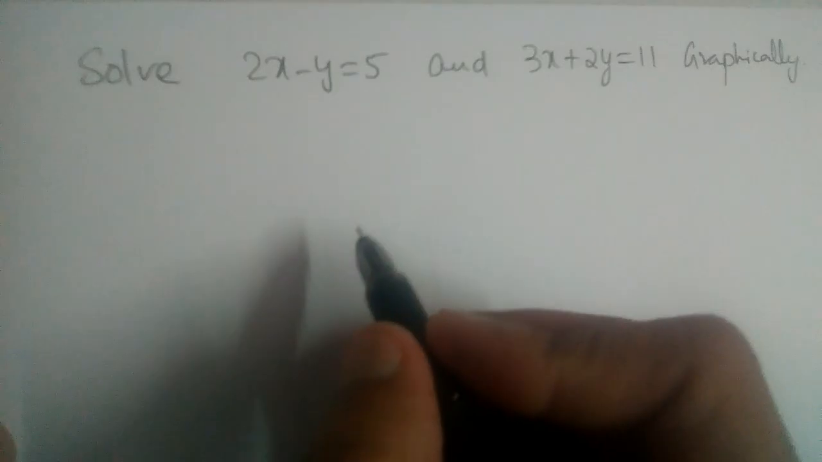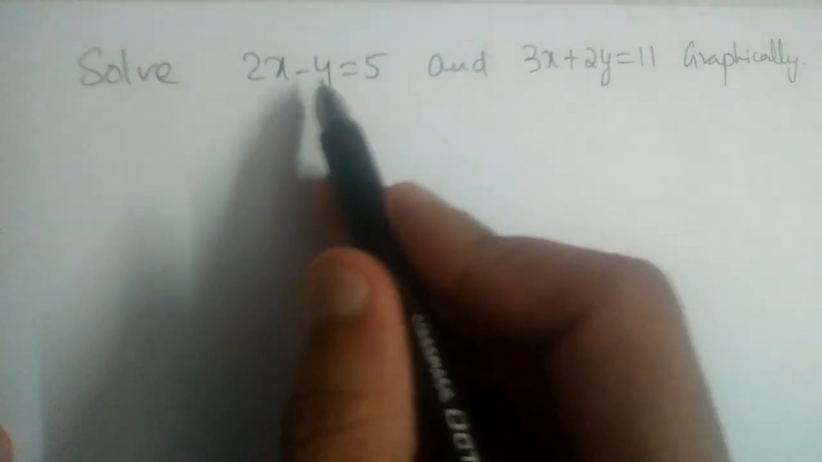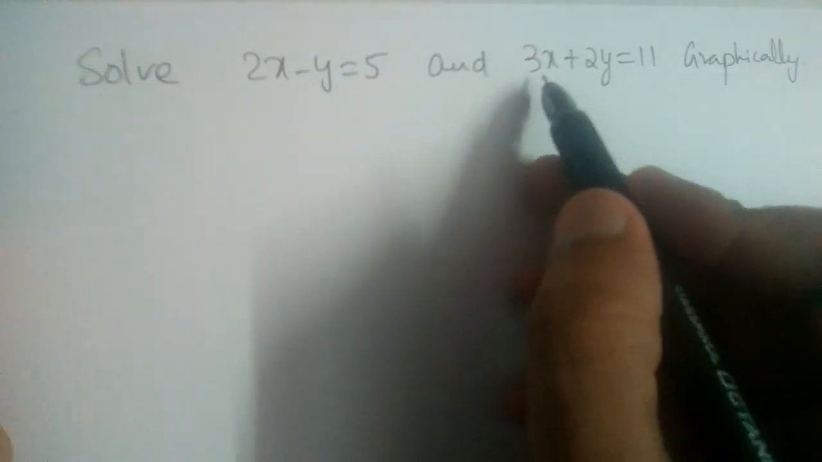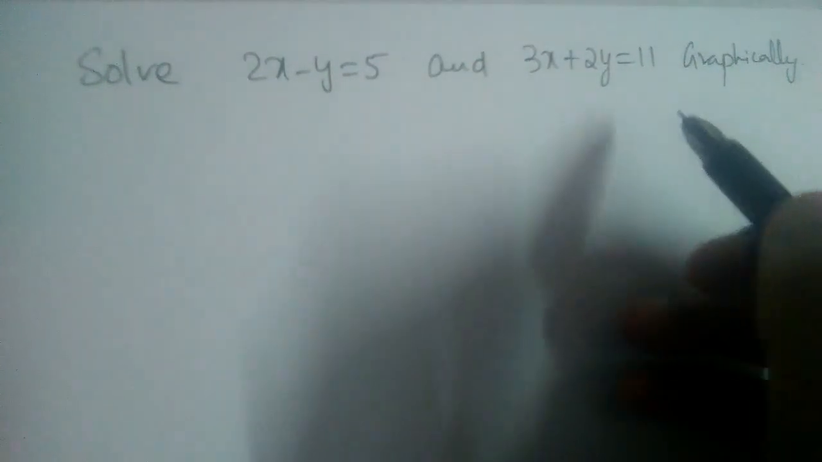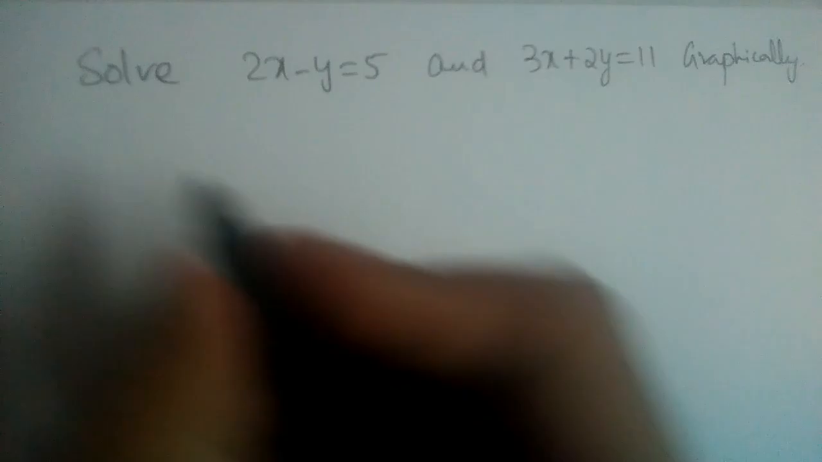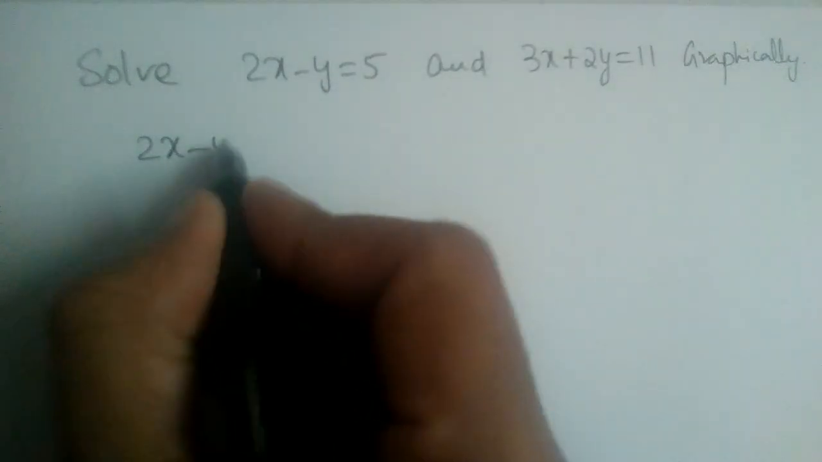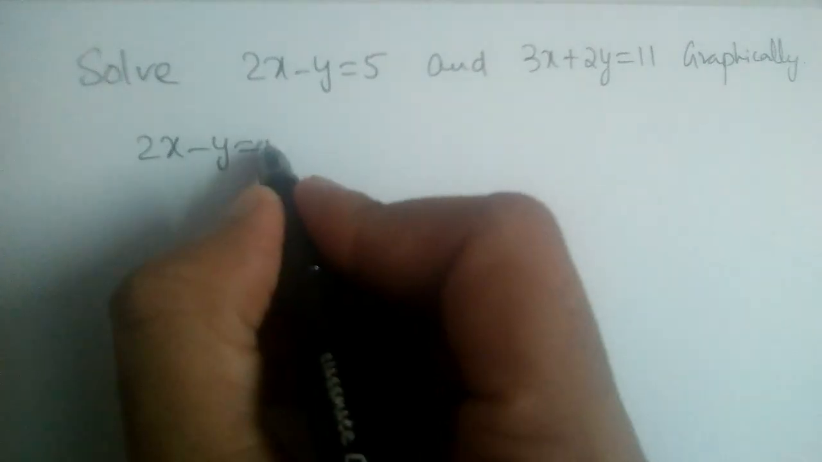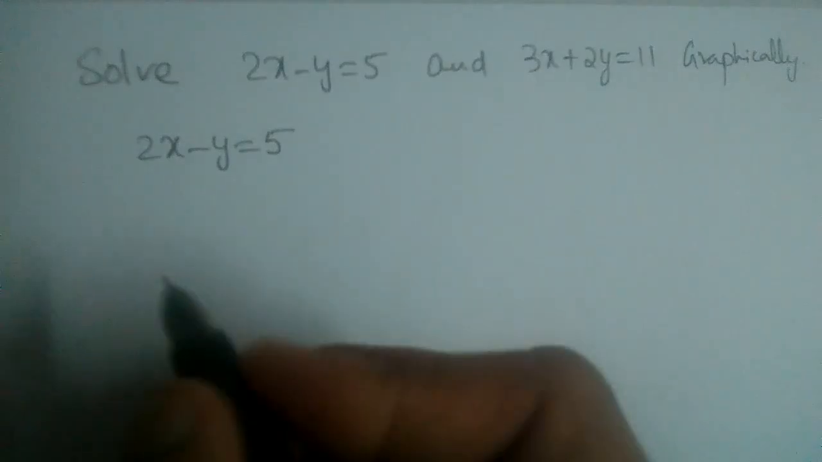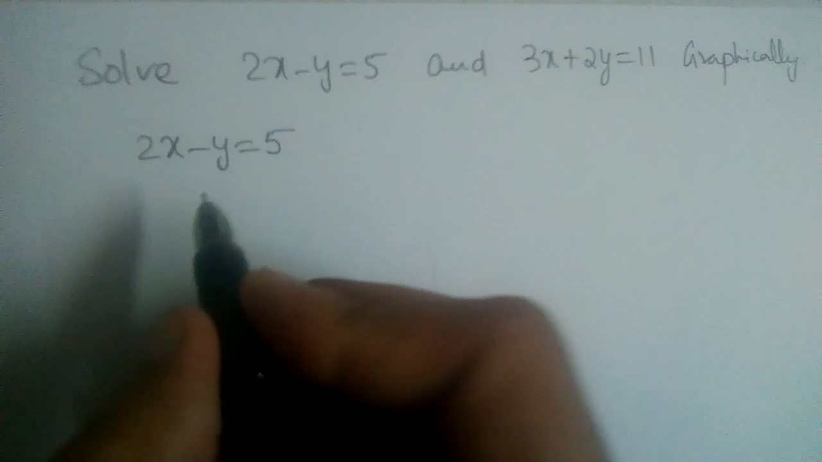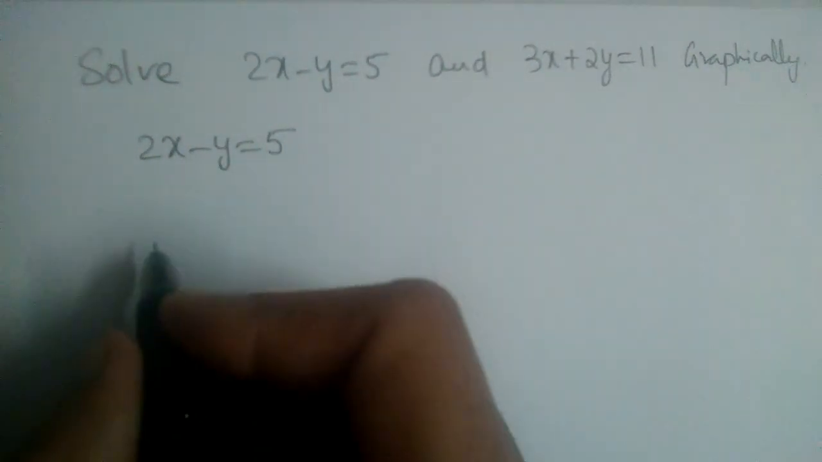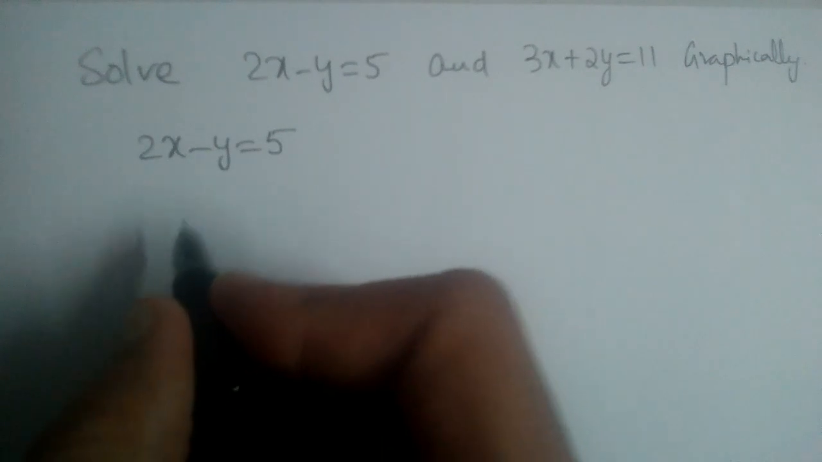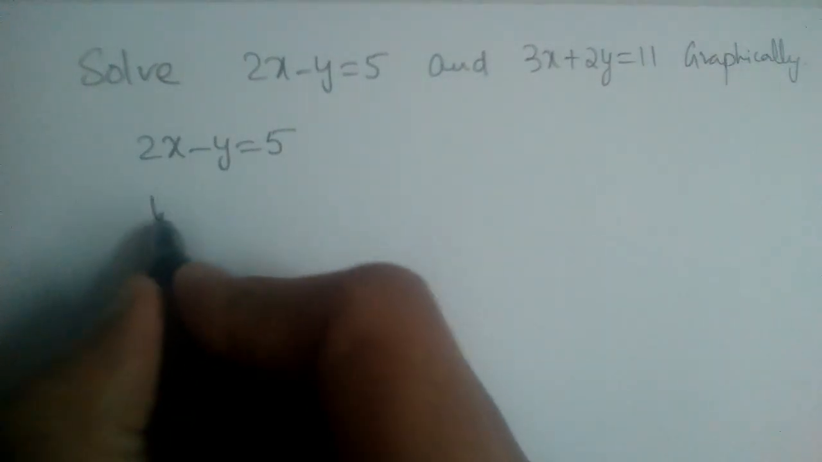We have two equations. Solve 2x minus y is equal to 5 and 3x plus 2y is equal to 11 graphically. Using a graph, we should solve this. Okay. So first equation is 2x minus y is equal to 5. Now we should substitute different values of x or different values of y. Let us substitute one by one.